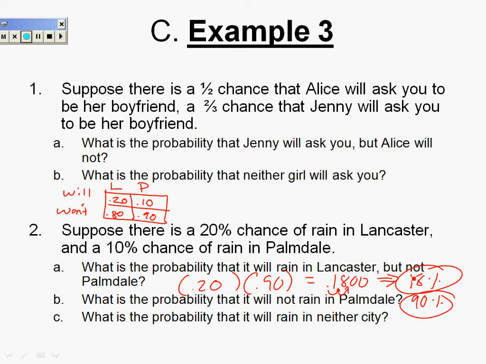And what's the probability that it will rain in neither city? Yeah, so we have to find the probability that it won't rain in Lancaster, which is 0.80, and the probability that it won't rain in Palmdale, which is 0.90, which gives us 0.7200. Move the decimal twice, and we get 72%. So that's pretty good odds that it won't rain if those numbers were correct.